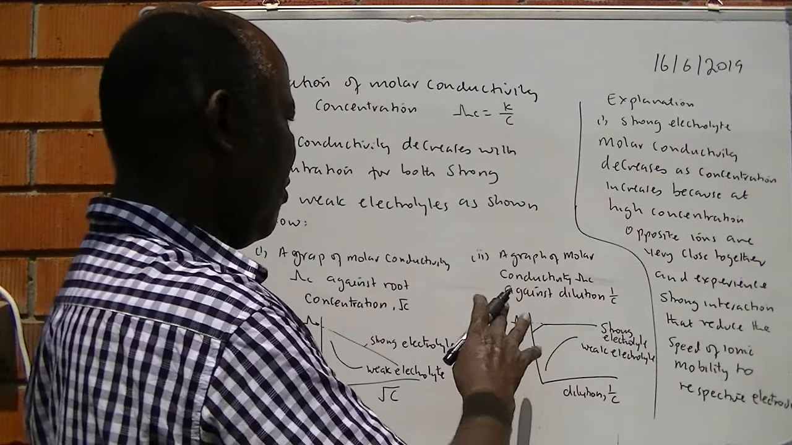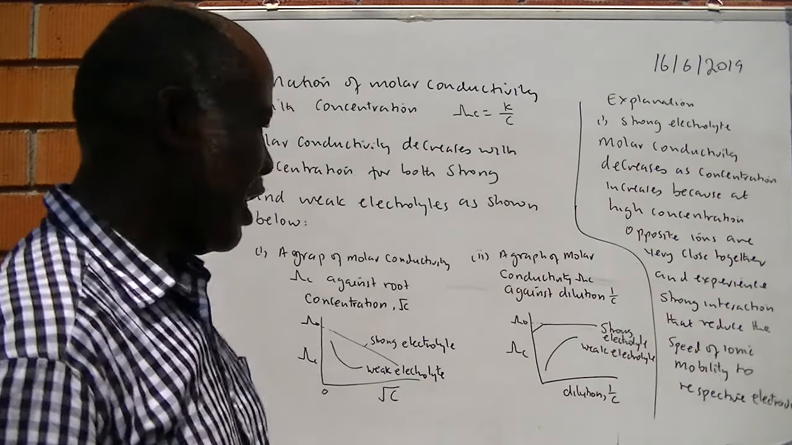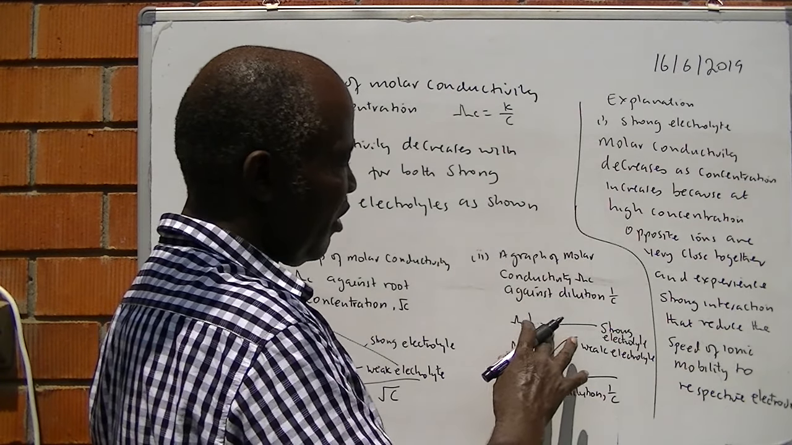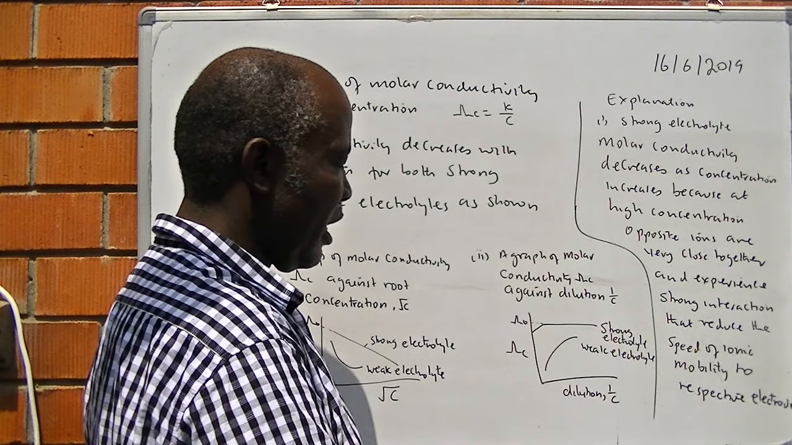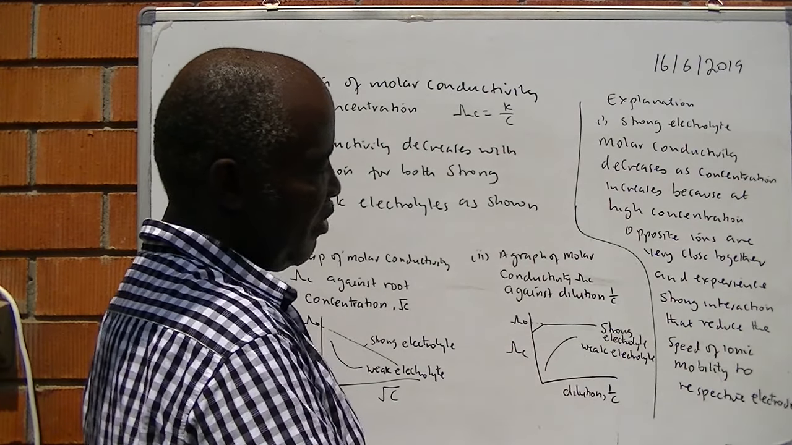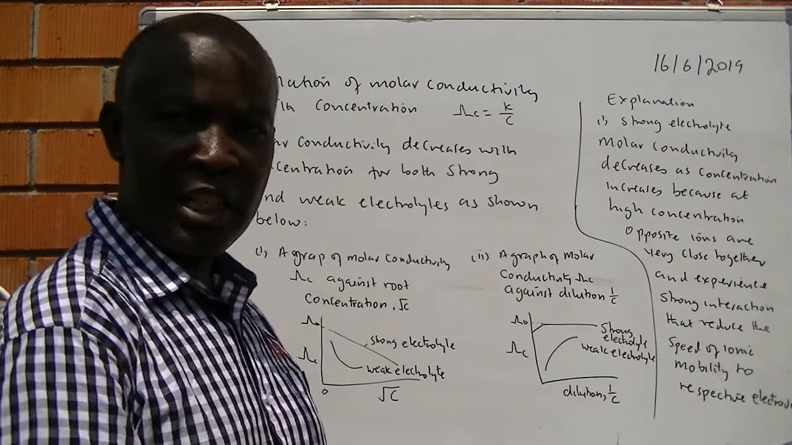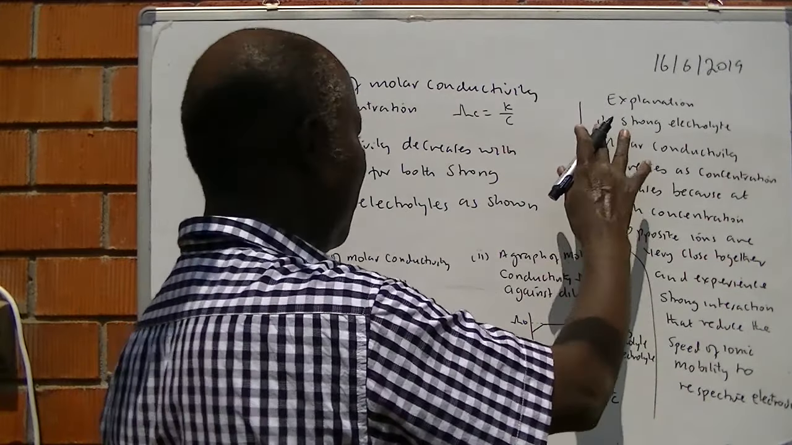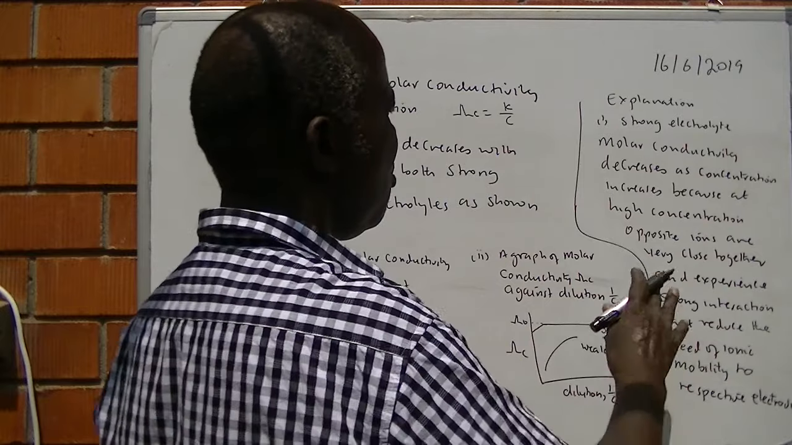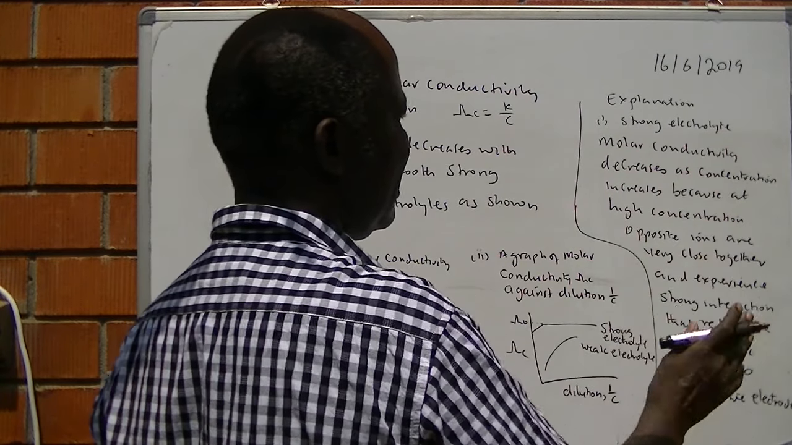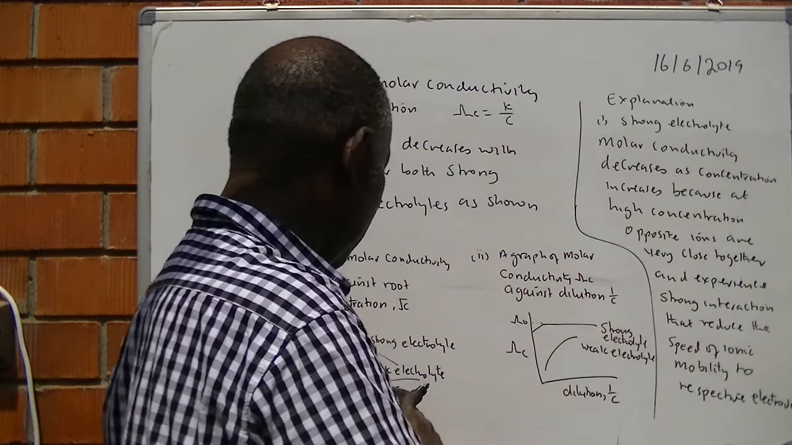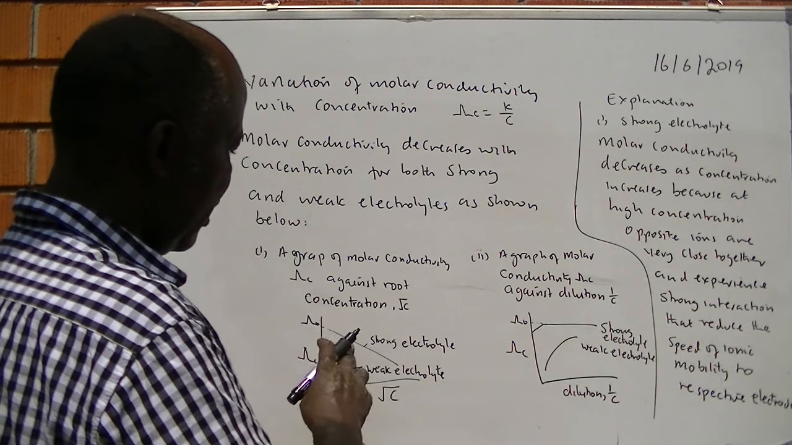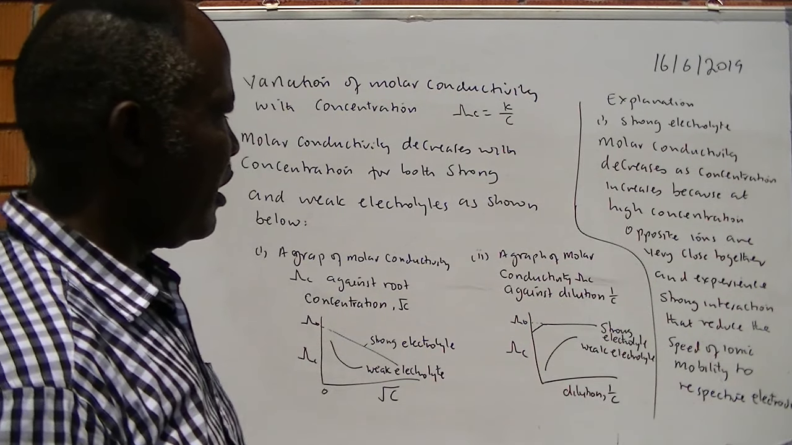Or, when you plot a graph of conductivity against dilution, where dilution is 1 over C, we see that a strong electrolyte will give you this shape of curve, and a weak electrolyte will give you this shape of curve. Then, what is the explanation? The explanation is that for a strong electrolyte, molar conductivity decreases as the concentration increases.